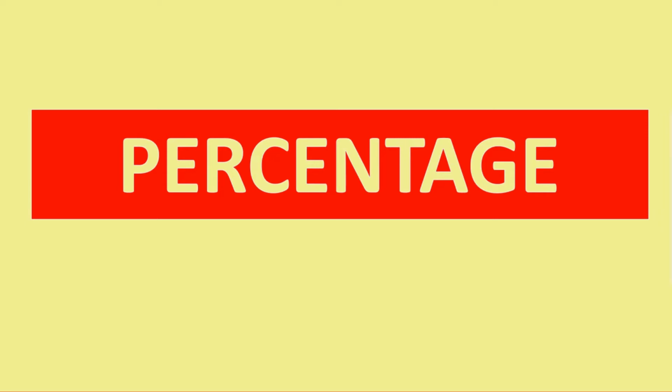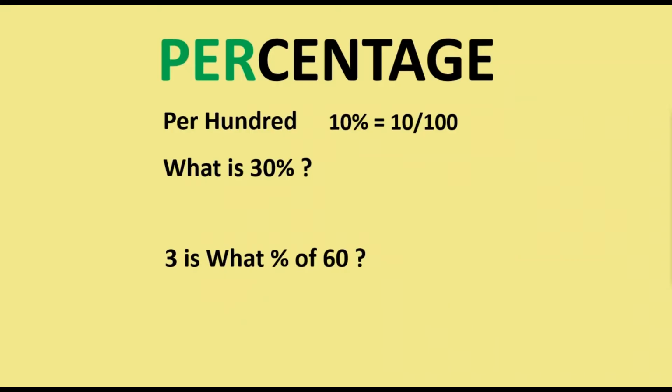The topic that we are going to look at is percentage. Before we start solving a lot of problems in percentage, let's understand the basic concept. As the name suggests, percentage is per 100, so the denominator is always 100 in percentage. 10 percentage is equal to 10 by 100. The denominator is always 100. That is the main meaning of percentage.